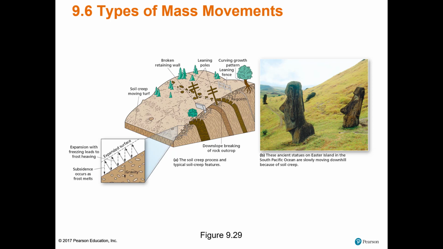The box in the lower left is just showing you that this happens with the expansion of freezing. And then when the water melts, it retracts back, and then it's more susceptible to gravity. On the right is an image of statues on Easter Island, and they are slowly moving downhill where they are located, and this is because of soil creep.